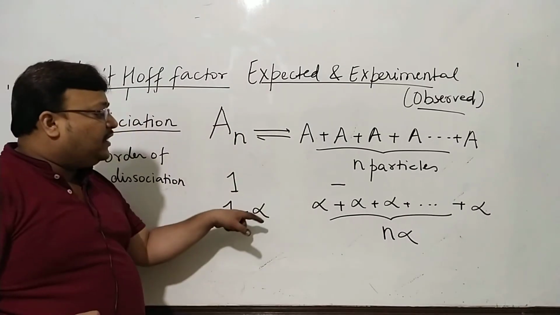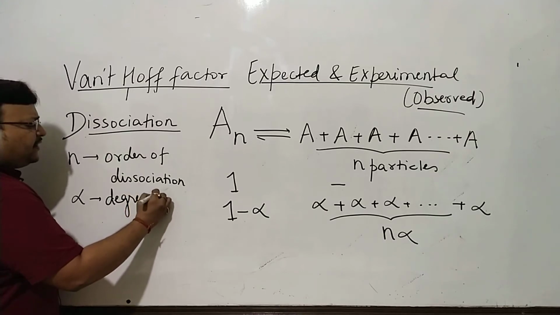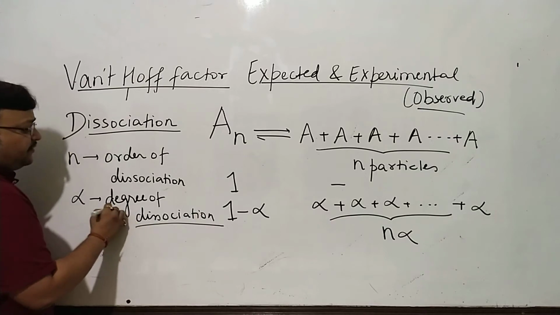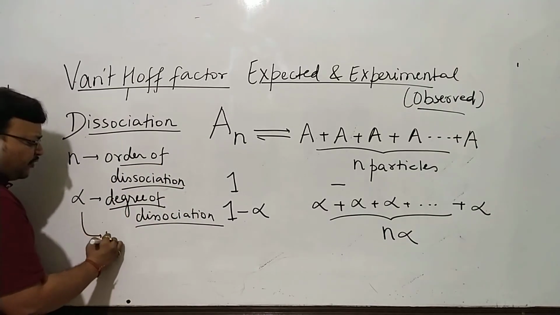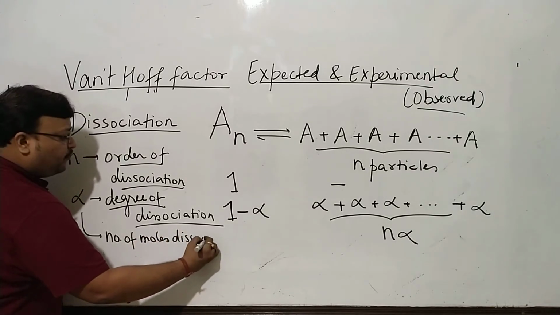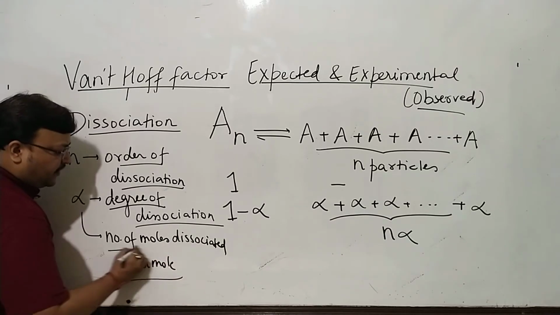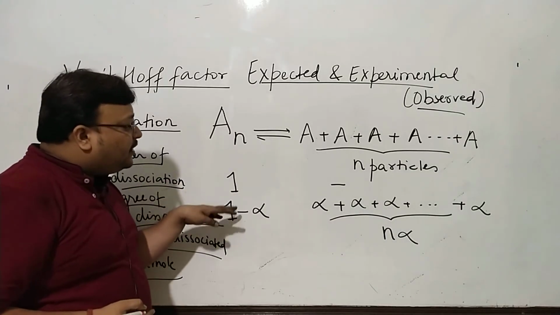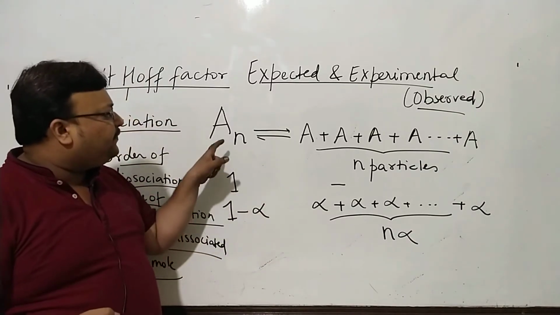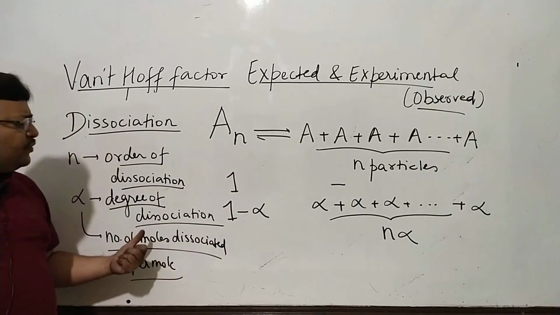You know about alpha. Alpha is certainly the degree of dissociation. We have been knowing about it since the days of equilibrium. Alpha is the number of moles dissociated per mole. So when you start with one mole, whatever dissociates is alpha. So if it breaks into n particles, n is the order of dissociation with a degree of dissociation alpha.